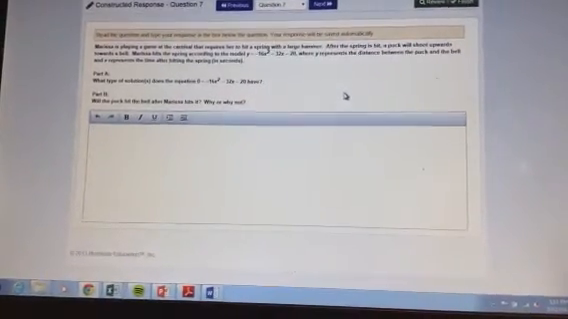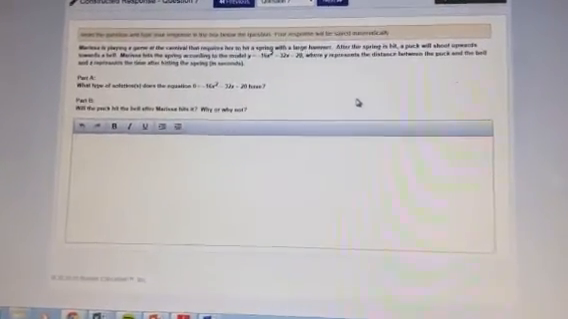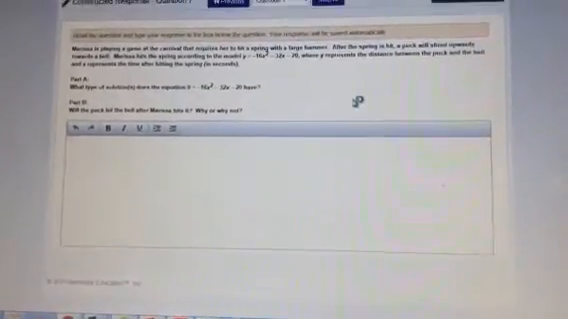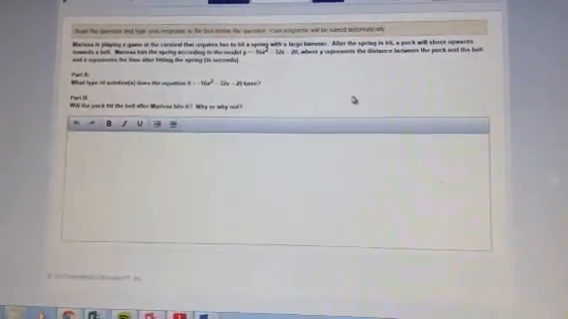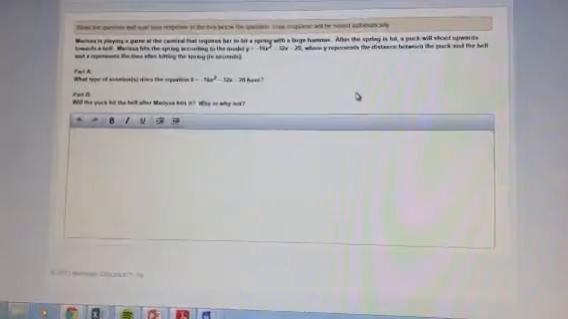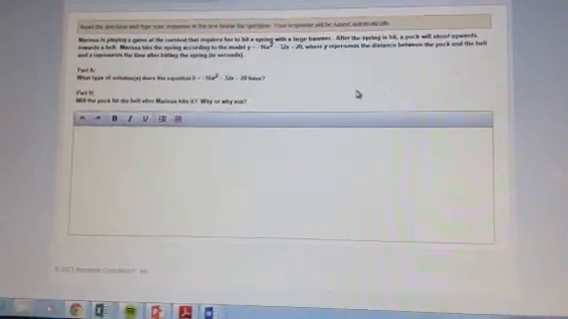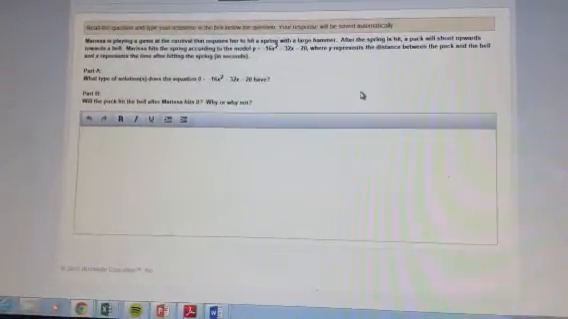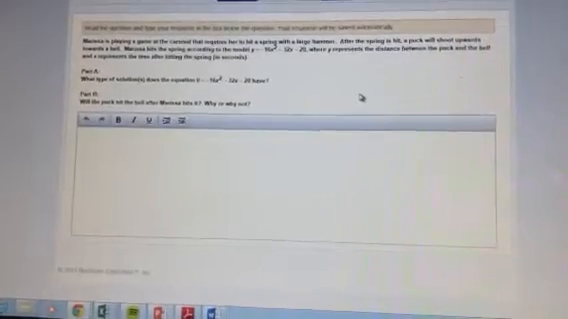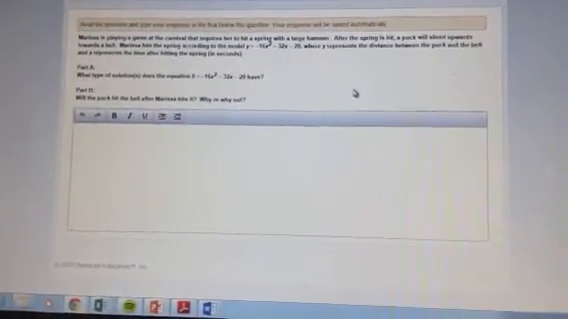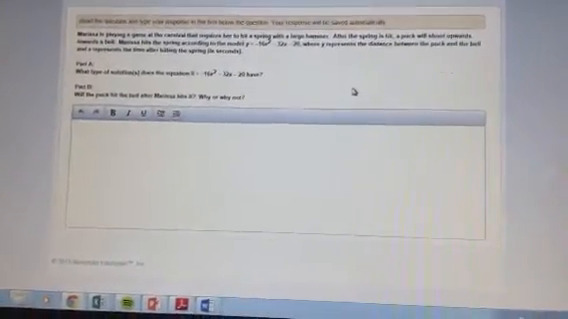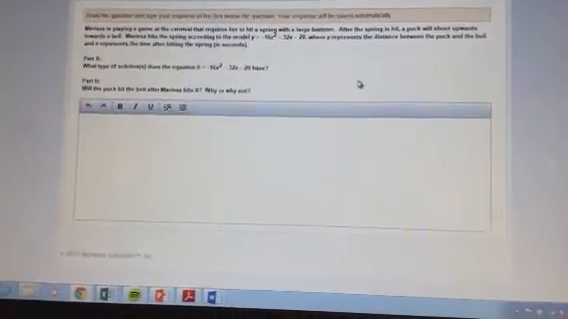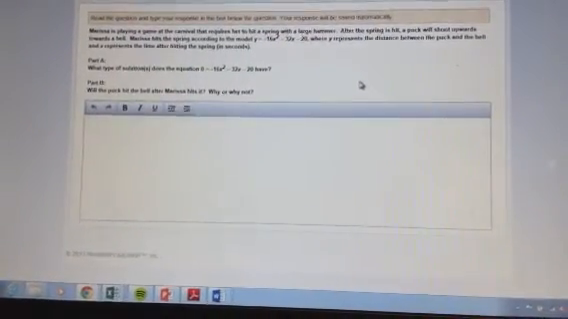Marissa is playing a game at the carnival that requires her to hit a spring with a large hammer. After the spring is hit, a puck will shoot upwards towards a bell. Marissa hits the spring according to the model y = -16x² - 32x - 20, where y represents the distance between the puck and the bell, and x represents the time after hitting the spring in seconds.